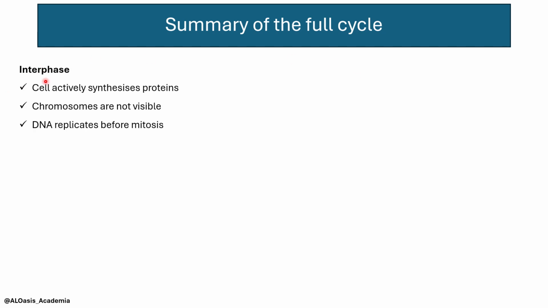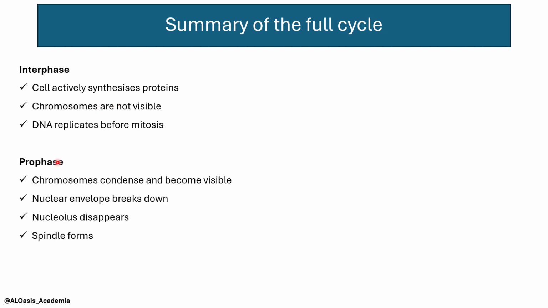So in a summary of the full cycle or the full stages of mitosis, we will start with interphase, which is where the cell is actively synthesizing protein, chromosomes are not visible, and DNA replicates before mitosis. So interphase is not a stage of mitosis, it happens before mitosis. The first stage of mitosis is prophase. The main things that happen during prophase: chromosomes condense and become visible, the nuclear envelope breaks down, the nucleolus disappears, and spindle fibers form. Then comes metaphase, which is mainly chromosomes lining up at the equator.